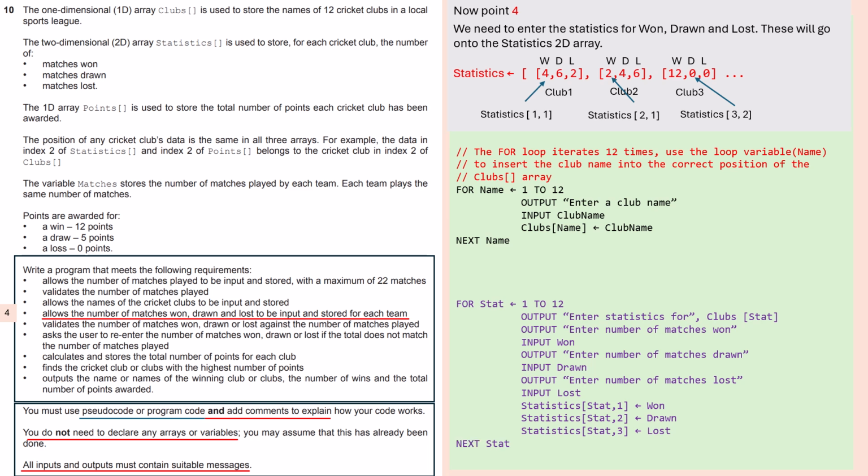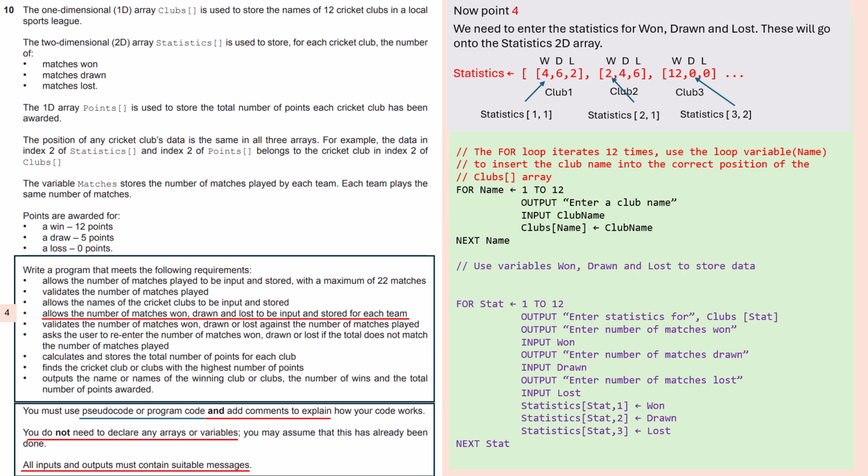Next, stat will go around again, and stat will be 2. So we're going to say enter the statistics for, and this will be the name of the second club. So we input won, drawn and lost. Because stat is 2 this time, club 2, position 1 is going to be won, club 2, position 2 is going to be drawn, club 2, position 3 is going to be lost. Stat will become 3, we go around again, and you can see each time it's going to put the 3 pieces of data for each club.